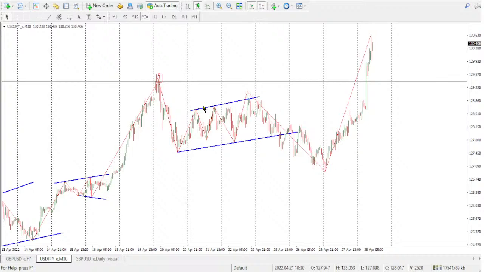So on the US dollar Japanese yen, so far this is the place you want to buy from. We are basically just waiting to see what happens. If the price comes back and touches these two lines, this is going to give us the best place to look for a buy from.